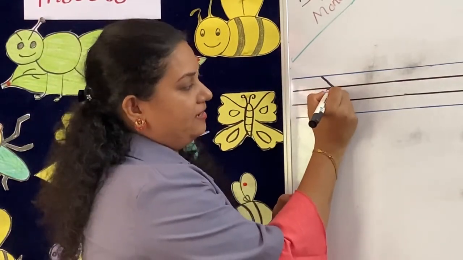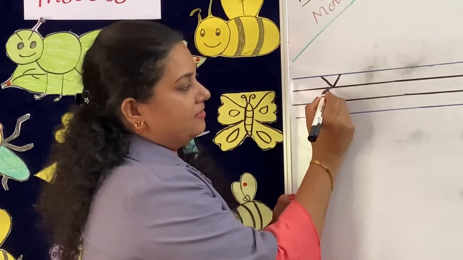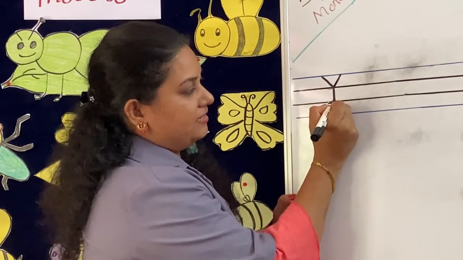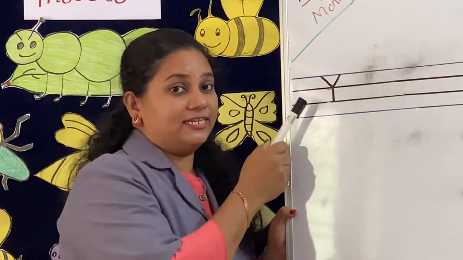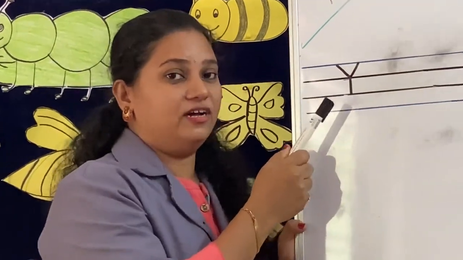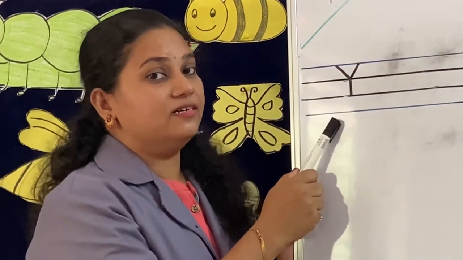Backwards slant line, forward slant line, standing line. Children, say which letter is this? This is the letter Y. Capital letter Y.